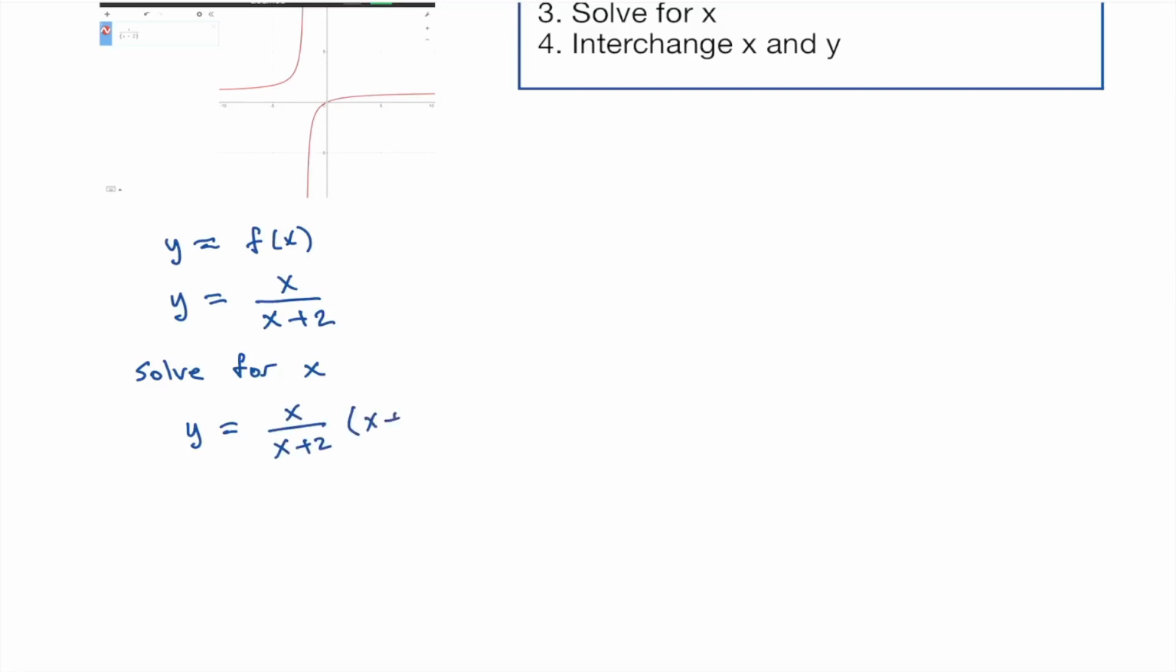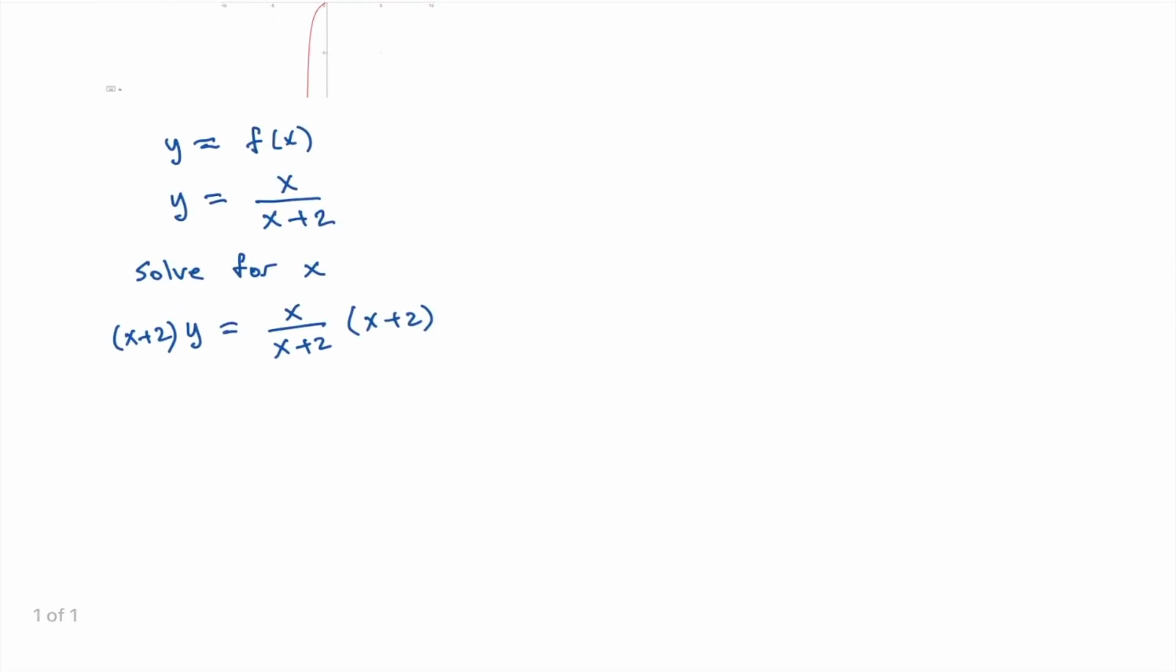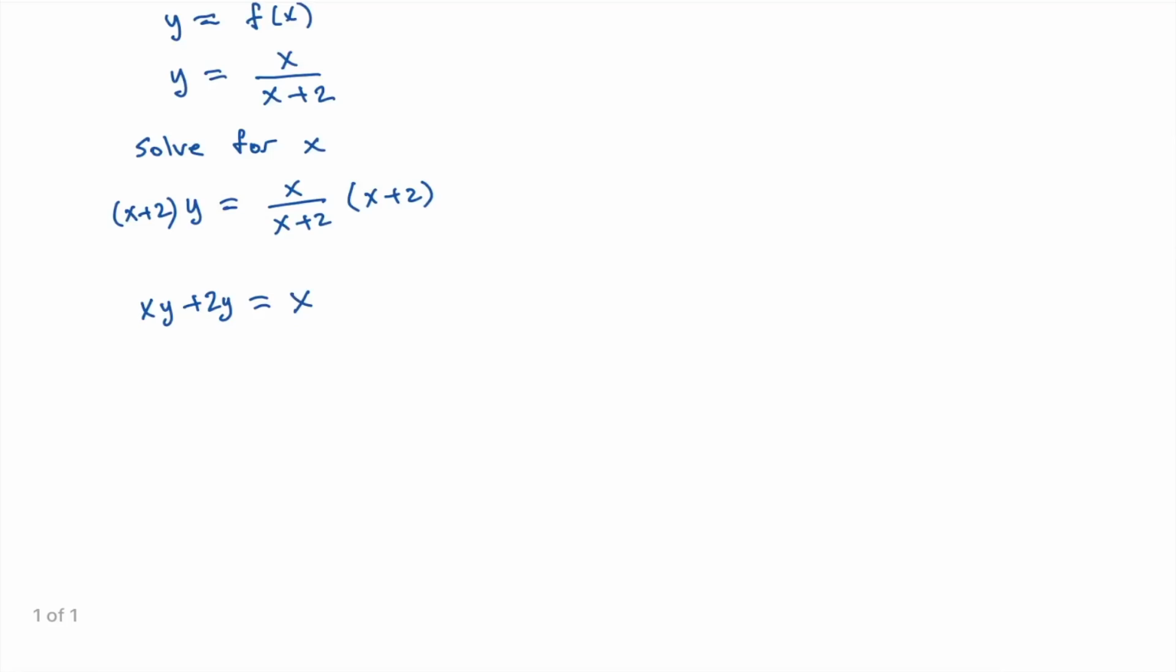We have y is x over x plus 2. So let's multiply both sides by x plus 2. We distribute the y through. We get xy plus 2y. On the right-hand side, the x plus 2's will cancel, and we're just left with x. Let's subtract an x from both sides. So now we have x times y minus x plus 2y is equal to 0. Let's subtract the 2y from both sides.